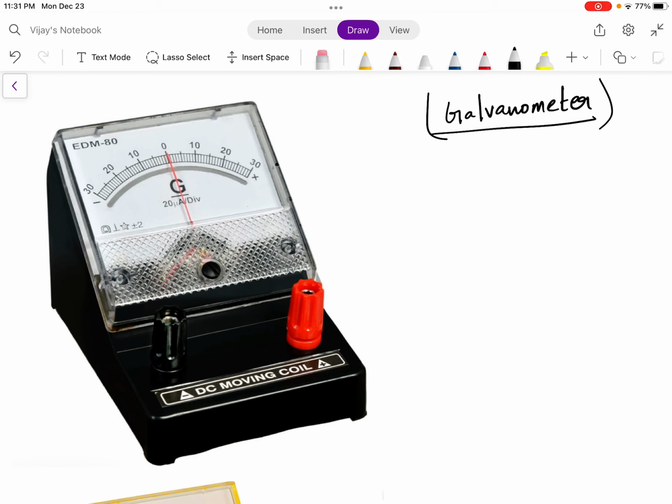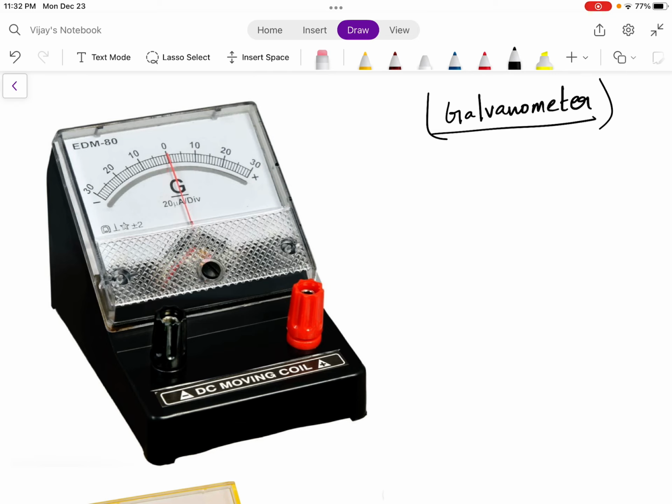In this video, we will be discussing 4 to 5 electrical instruments. Now, what are these instruments and what is the purpose of each instrument is the aim of this video. Now, let us start with one very important instrument or device. We call it a galvanometer.